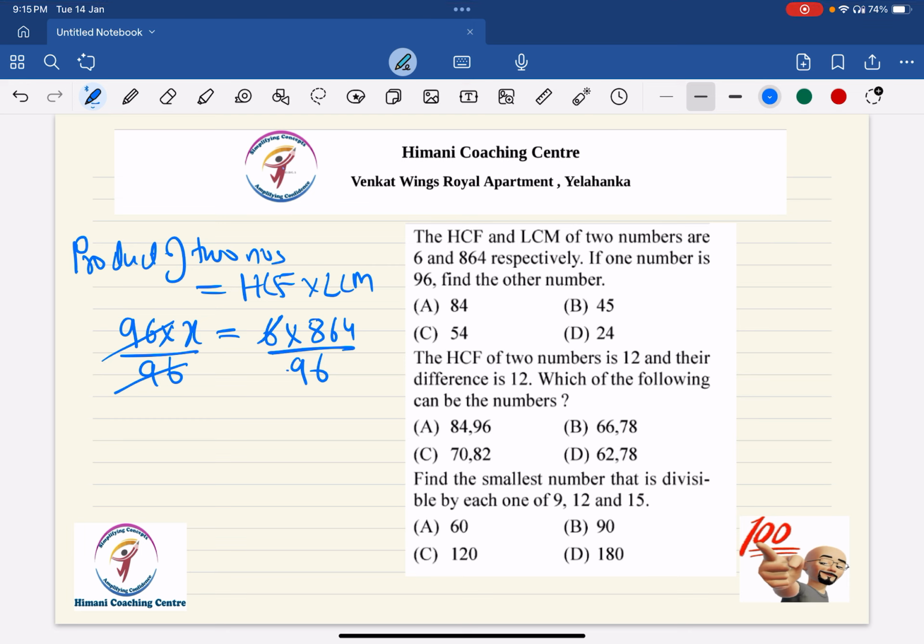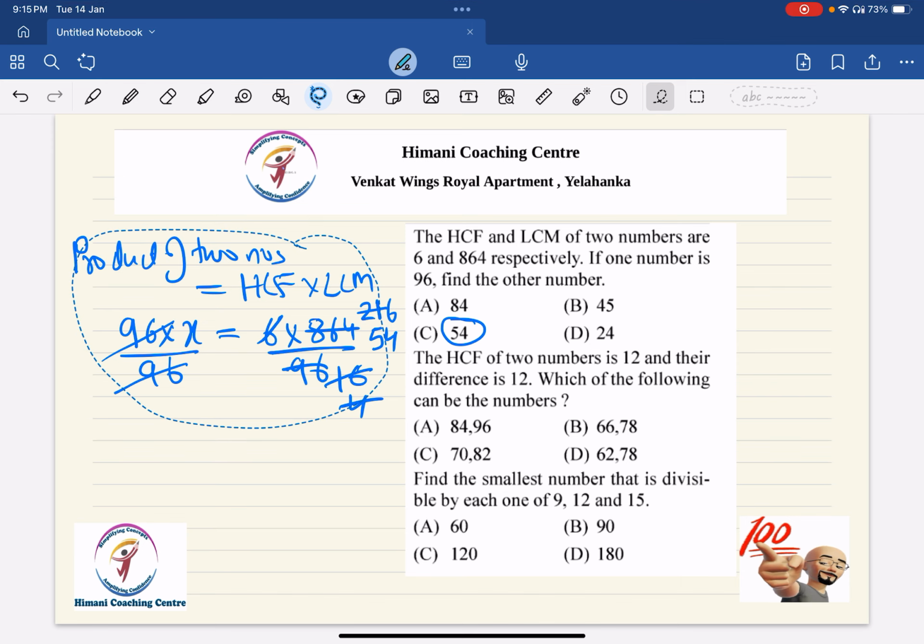Now 6 ones are 6, 6 ones are 6, 3 6s are 6. Now both the numbers are divisible by 4, 4 fours are 16, 4 twos are 8, 4 ones are 4, 4 6s. Again divisible by 4, 4 fives are 20, and 4 fours are 16. What is the option? 54.